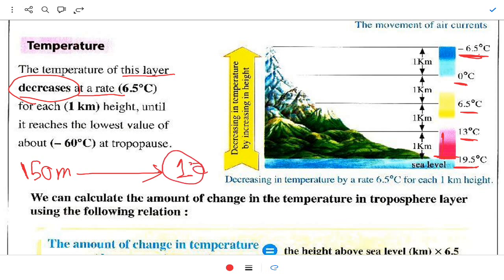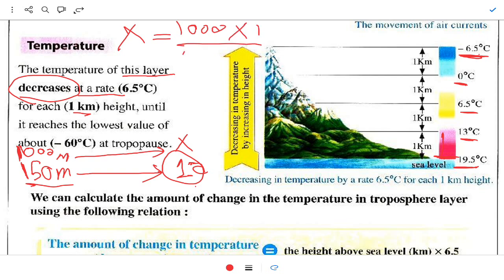But here we have what? Here we have 1 kilometer, not 150. 1 kilometer, so we have 1,000 meters. If for 150 meters the decrease would be 1 degree, then for 1,000 meters it would be x. So we will calculate it. x equals 1,000 times 1 over 150.